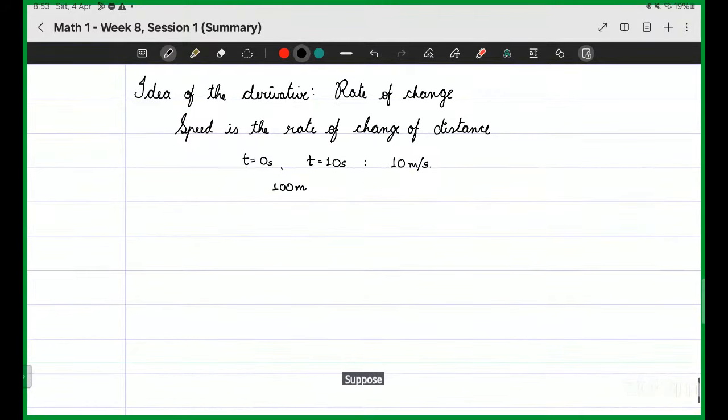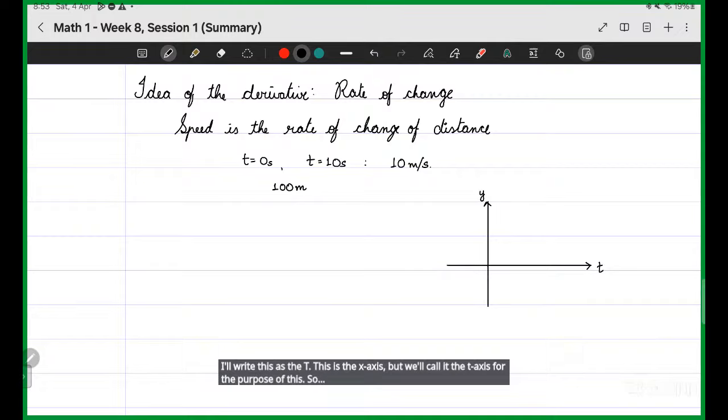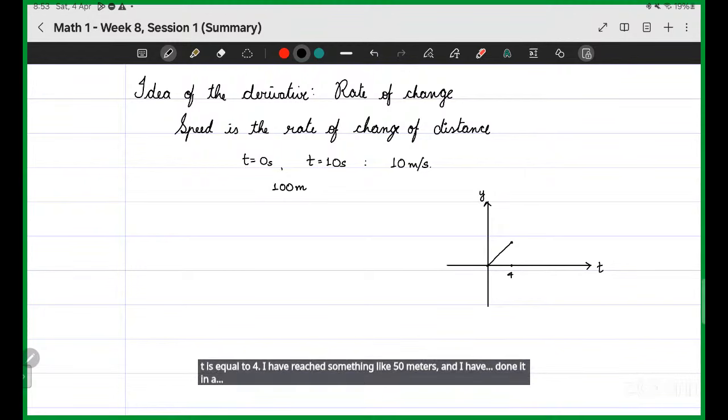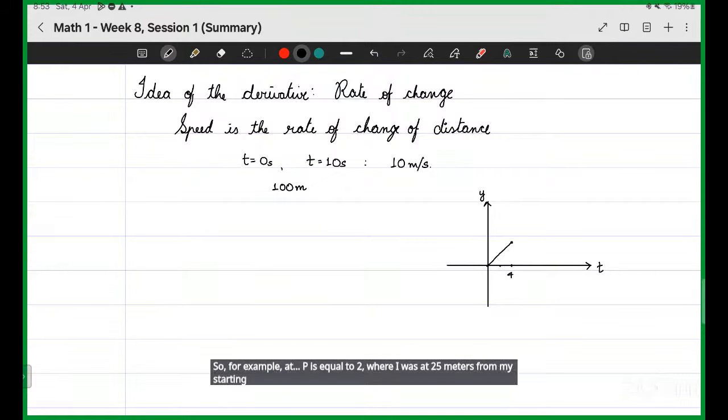So suppose I draw the graph of distance against time. I'll write this as the t-axis. This is the x-axis, but we'll call it the t-axis for the purpose of this. So suppose I started at distance 0, and let's say at t equal to 4, I have reached something like 50 meters, and I have done it in a linear fashion. So for example, at t equal to 2, I was at 25 meters from my starting point. And then at t equal to 4, I'm at 50 meters.